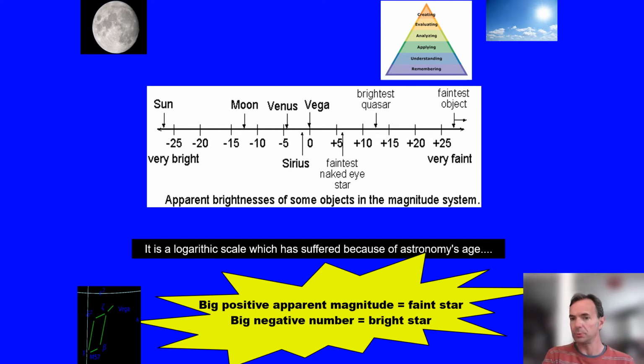Negative numbers, quite bright, but actually the bigger the negative number, the brighter the star is. So there you go, get your head around that. If you have to go and sit in a darkened room for a while to get your head around that, that's fine, go and do that. Pause it.